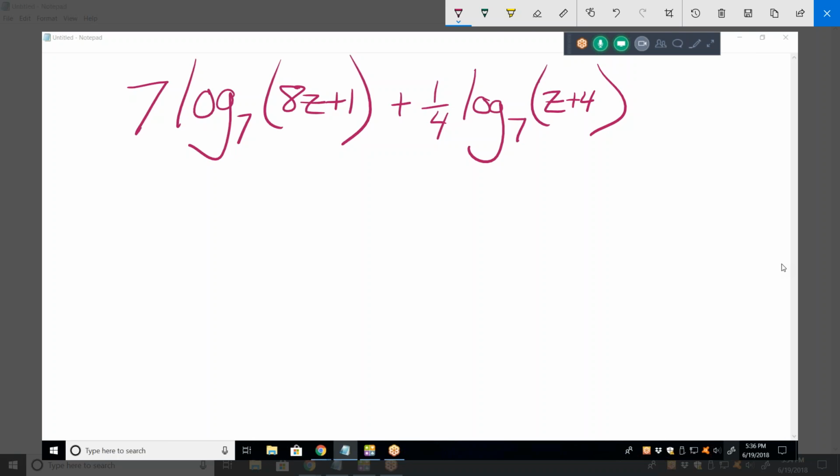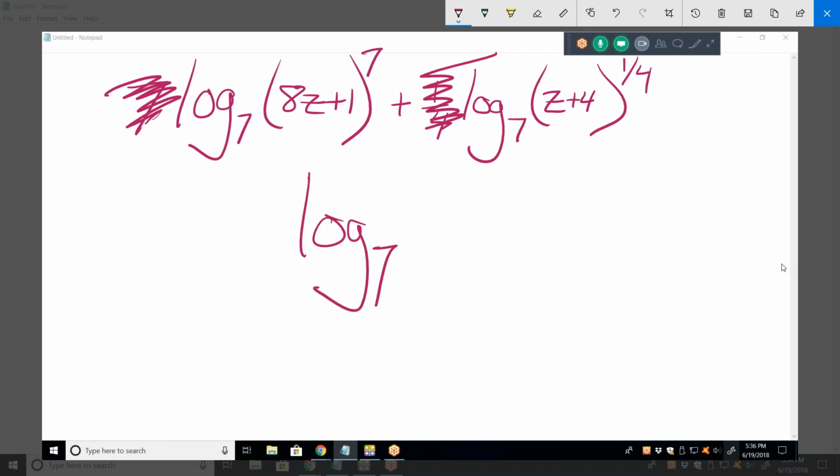So for this one, I'm going to move the 7 to the exponent, so it'll be log base 7, 8z plus 1 to the 7th. Then it'll be log 7, z plus 4 to the 1/4. Now what? So then I'll have log base 7 parenthesis, and then it'll be 8z plus 1 to the 7th times z plus 4 to the 1/4.